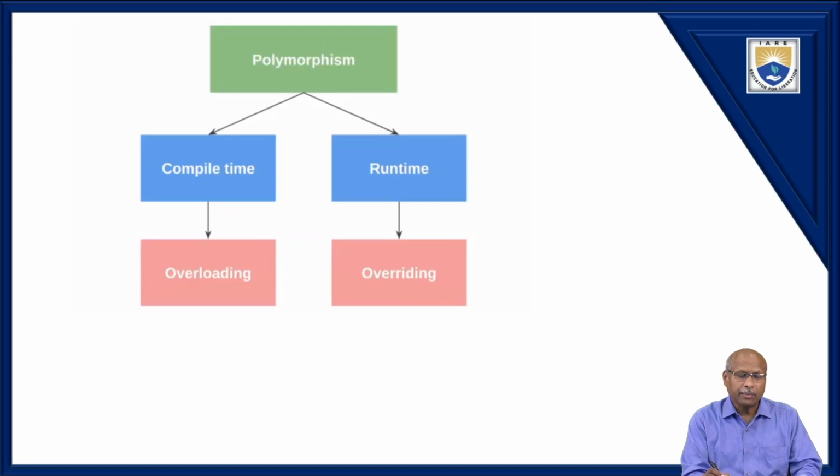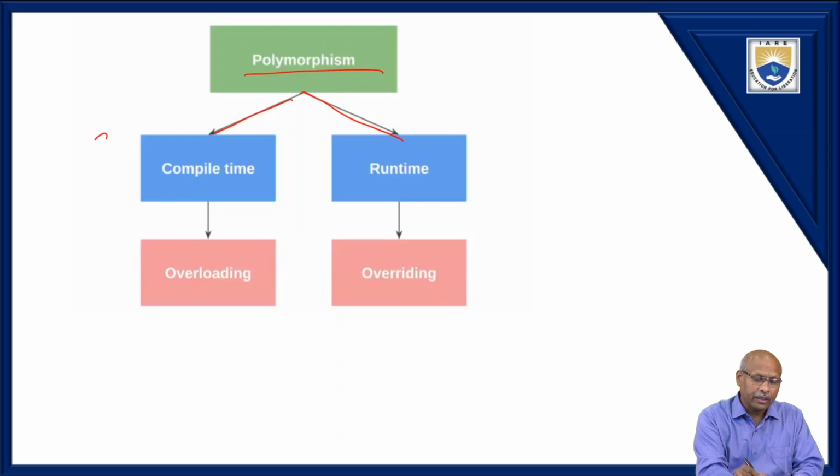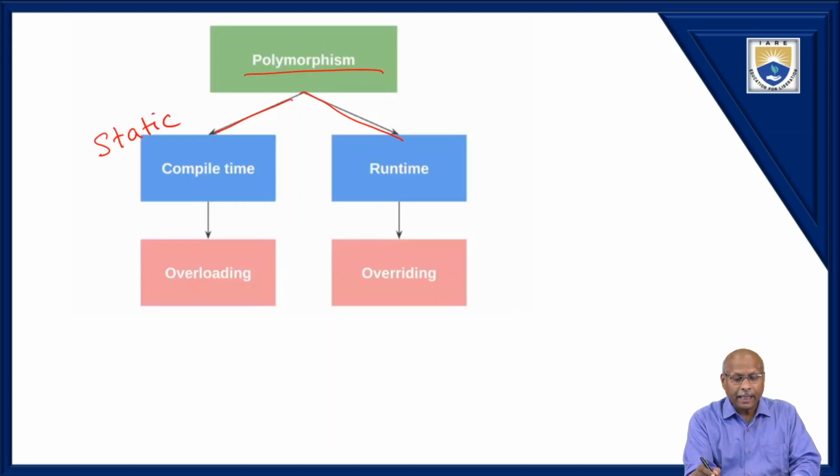So this concept gives you a wide variety of different representations, and how to call them and how to utilize them. Try to know that there are two types of polymorphism. One is compile time polymorphism, second is runtime polymorphism. Compile time polymorphism is also known as static polymorphism, and runtime polymorphism is known as dynamic polymorphism.